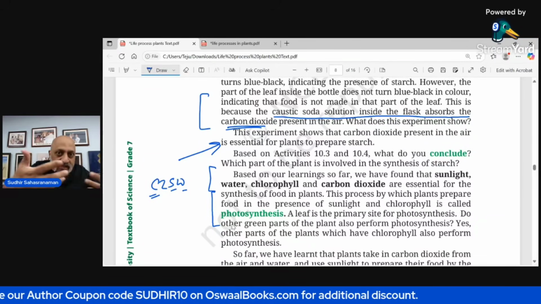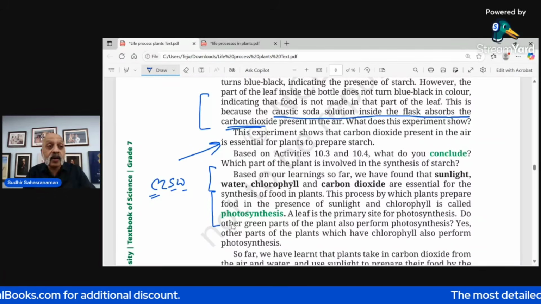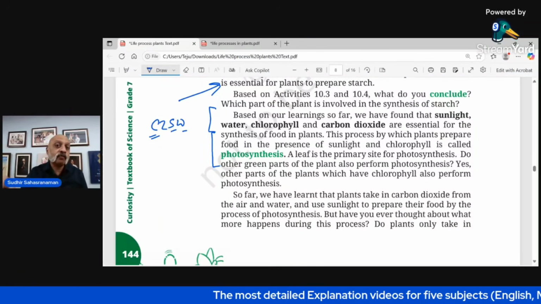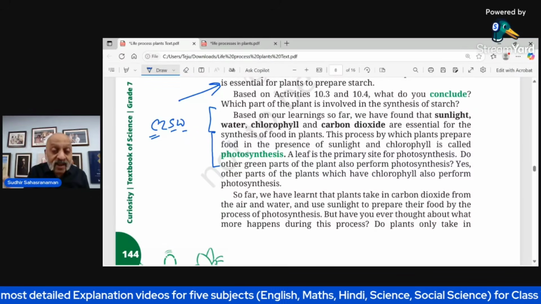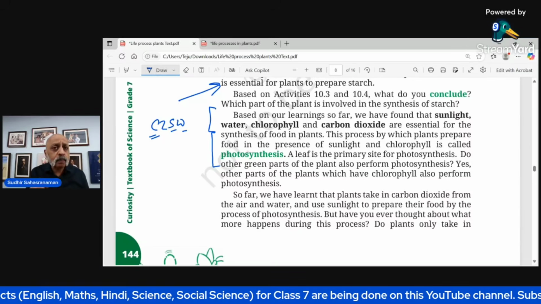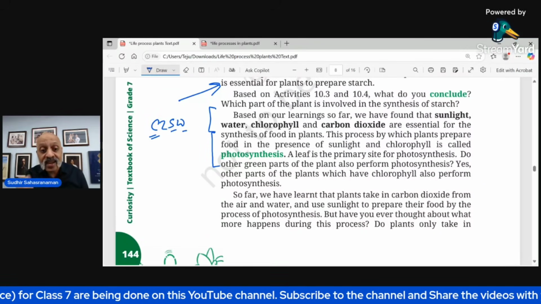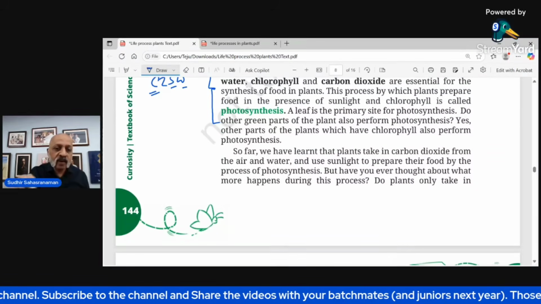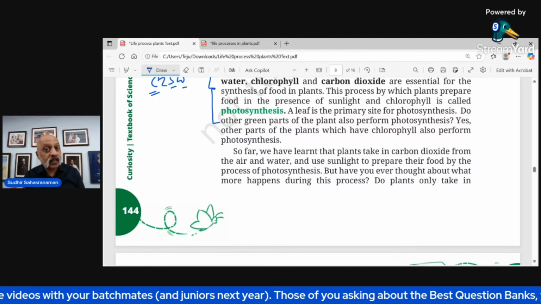Synthesis itself means to synthesize, to come together. So all these four elements have to come together in order to produce starch. A leaf is the primary site for photosynthesis. There are other parts of the plant also which do photosynthesis, but mainly it is done by the leaf. The other parts of the plants like stem, etc., if they have sufficient amount of chlorophyll, even they can perform photosynthesis and produce food. So far we have learned that plants take in carbon dioxide from the air and water and use sunlight to prepare their food by the process of photosynthesis.